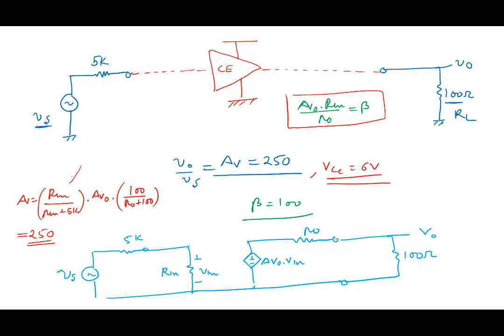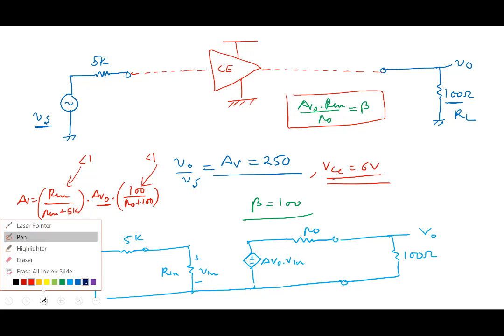This factor, what do you see? This factor is less than 1. This factor is also less than 1. Obviously AV0 has to be greater than 250. So can you suggest a design? How do I proceed? What if I choose Rn equal to 10K? Or Rn equal to 5K? As an example, suppose I start choosing something.